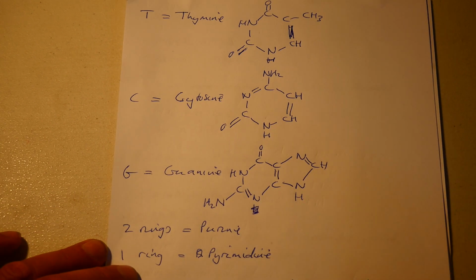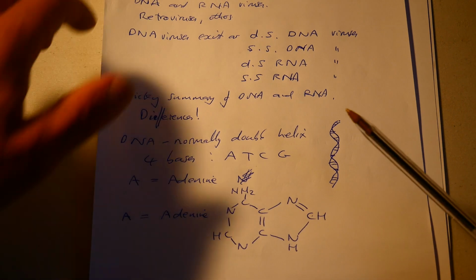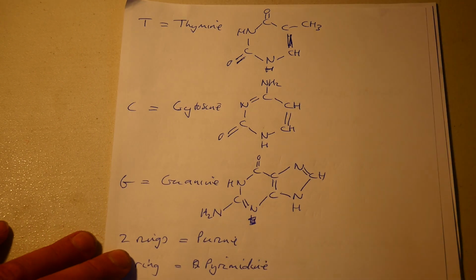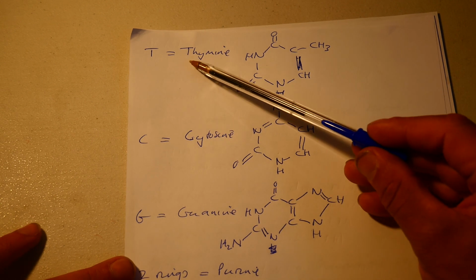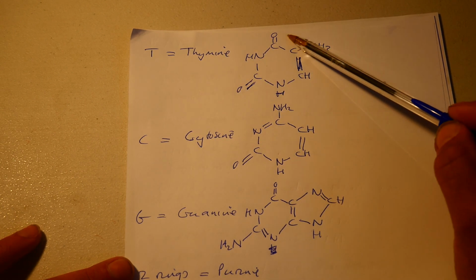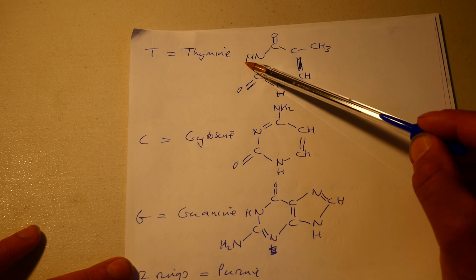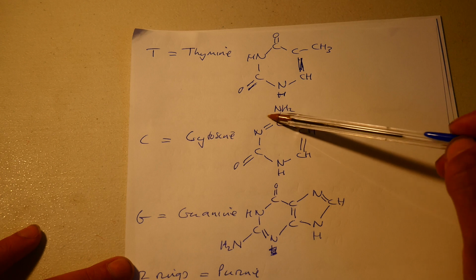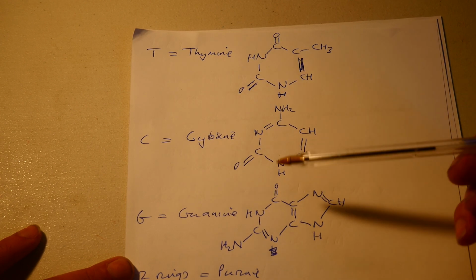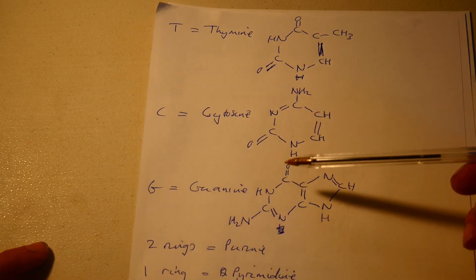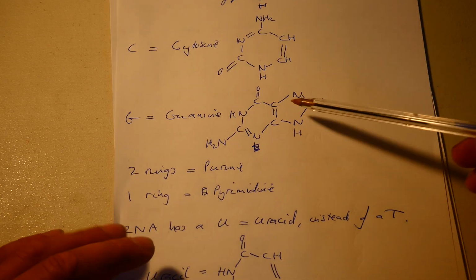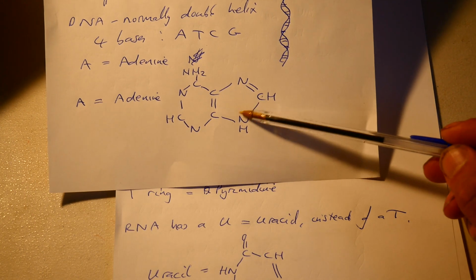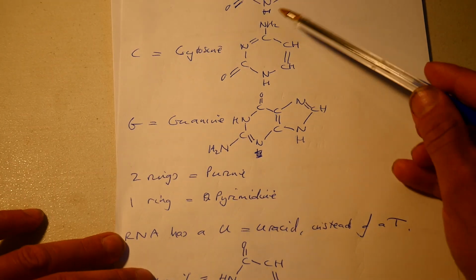Then there's the next base. In DNA there's adenine, thymine, cytosine, guanine. This is the structure of thymine, which I drew out before: double bonds, nitrogens, hydrogens, carbon, oxygens. And then cytosine, which is a single ring. That's the structure of it. And there's guanine, which is a double ring again. The 2 rings are known as purines, like adenine. And when there's 1 ring, that's called a pyrimidine.